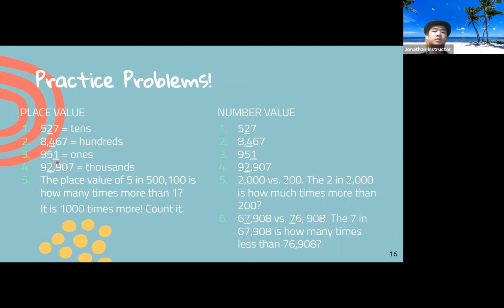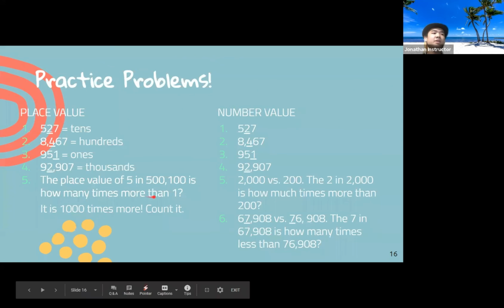It's in the ones place for number 3. For number 4, it's the thousands place. Number 5. Okay, so the place value, remember, a 5 is 100,000. And then the place value of 1, which is in the hundreds place, is equal to 100. So 100,000 is how many times greater than the hundreds place? What's in the name? 100,000 is 1,000 times more. So 1,000 times more. So let's look at the number value one. These are the same first 4 problems.